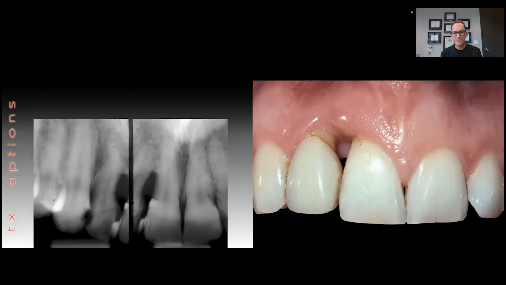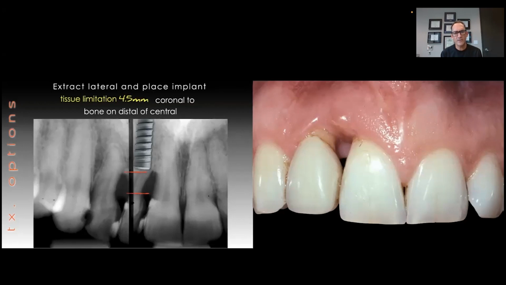Here's what I mean. You look at that lateral and go, boy, that thing looks terrible. Let's take it out and do an implant. Okay. If you take it out and do an implant, the bone on the distal of that central will determine the height of the papilla. And using that chart, it's 4.5 to 5 millimeters away. So you could say, all right, if we take that lateral out and make it into an implant, we've just exchanged one ugly lateral natural tooth for one ugly implant.